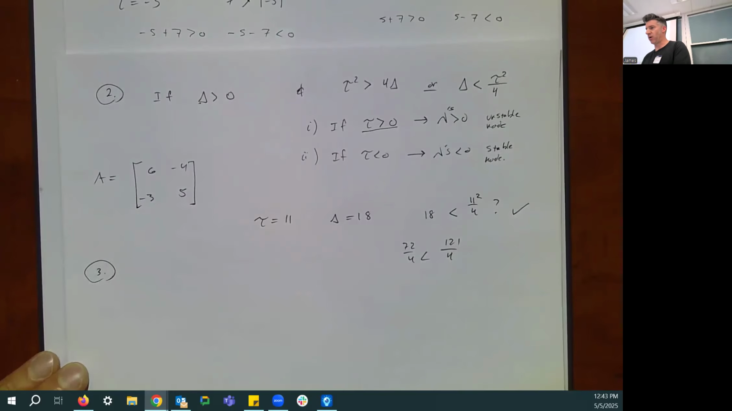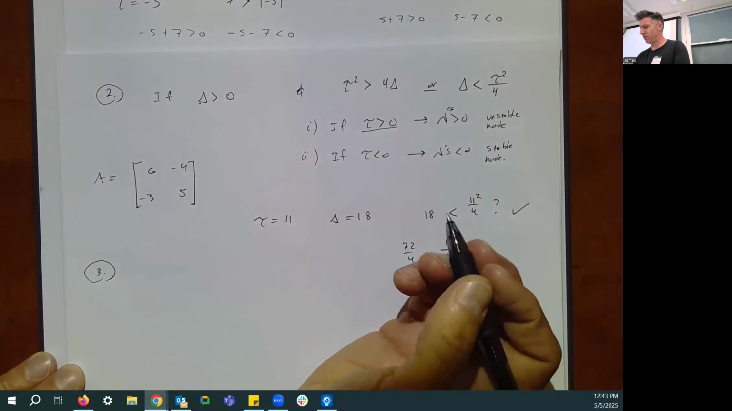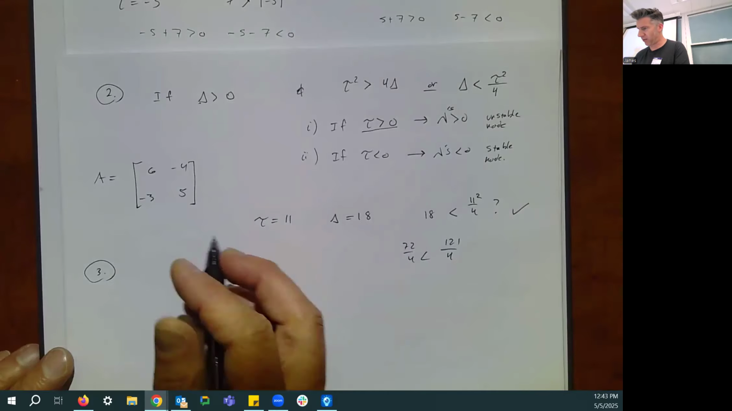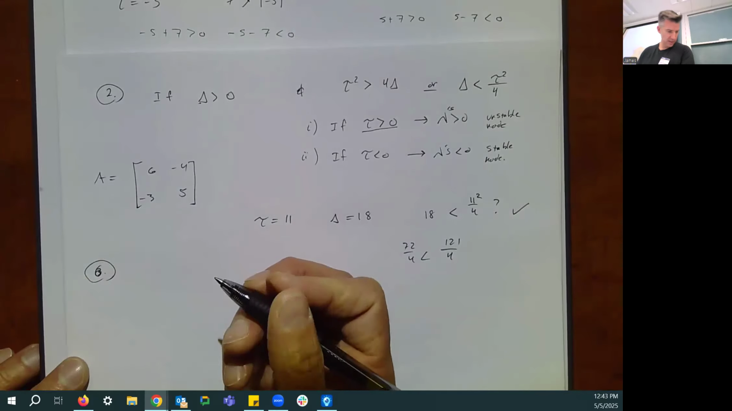I started numbering things the wrong way. Sorry. This was not 2. This is, yeah, sorry. My numbering is all over the place. Sorry about that.